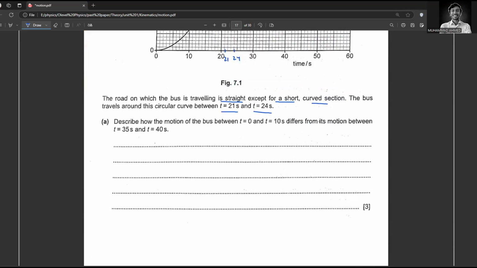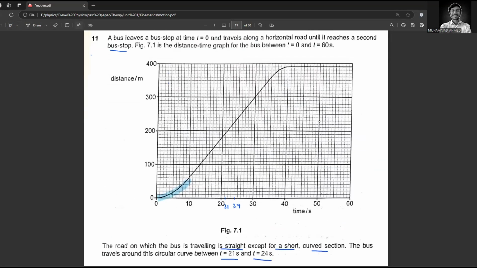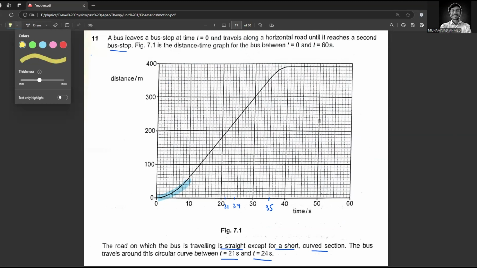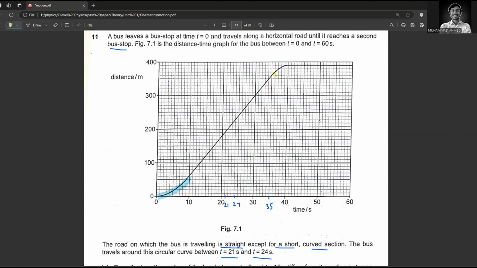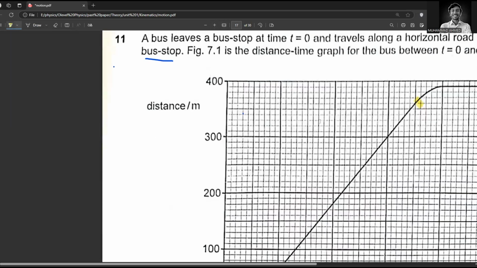Describe how the motion of the bus between time t equals 0 till 10 seconds differs from its motion between time t equals 35 and 40 seconds. Okay. 0 till 10 seconds, you have this thing, somewhat like this. Yeah. 0 till 10 seconds, you have an increasing curve. And from 35 to 40, you have somewhat like this. Let me choose a different color. This is your 35 starting point. And oh, let me zoom in a bit. Let's take it from here.